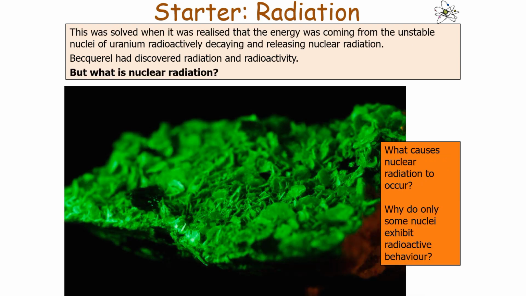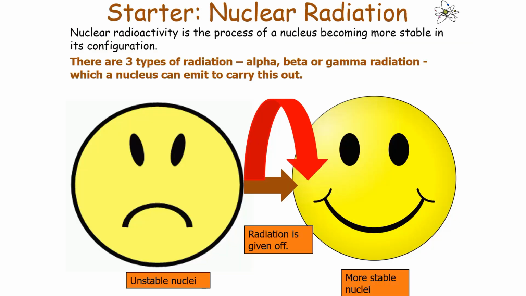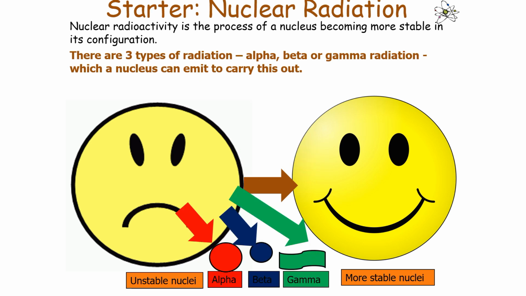So this solved where the energy was coming from, but what in fact is nuclear radiation? What causes nuclear radiation to occur, and why do only some nuclei exhibit radioactive behavior? So nuclear radioactivity is the process of a nucleus becoming more stable in its configuration. So there are three types of radiation. There is alpha, beta and gamma radiation, which when the nucleus emits can turn it from an unstable nucleus into a more stable nucleus. So you can have either alpha, beta or gamma.